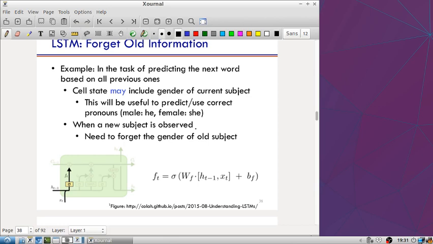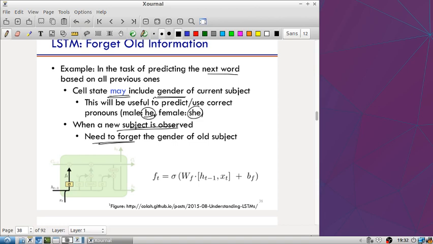Here's an example just to motivate what you need to forget. If you want to predict the next word based on previous words, the cell state may include things like the gender of the current subject in the sentence. This will be useful to predict, for example, he or she, if you remember the gender or an equivalent feature related to gender.